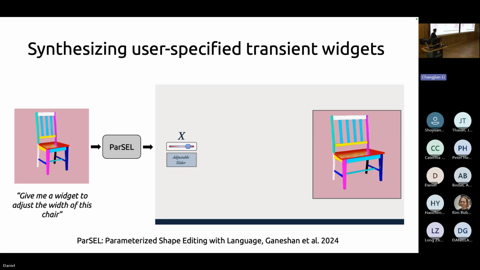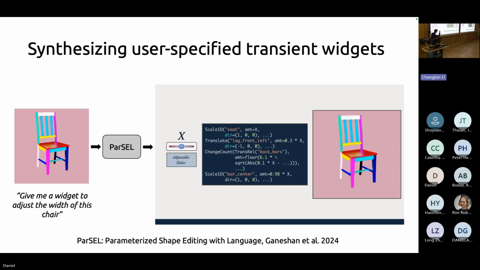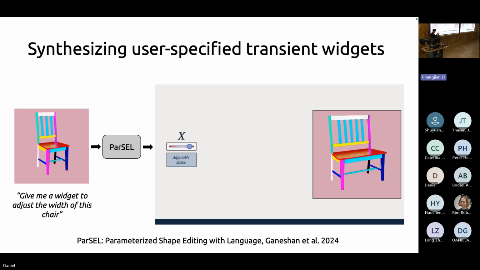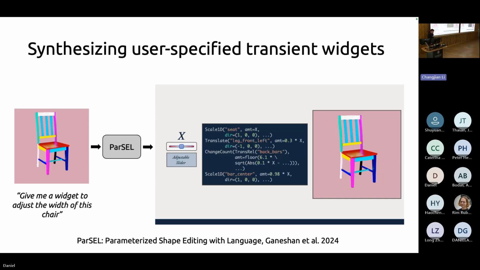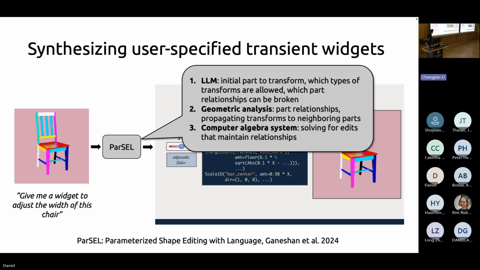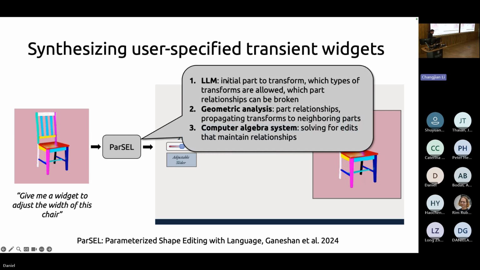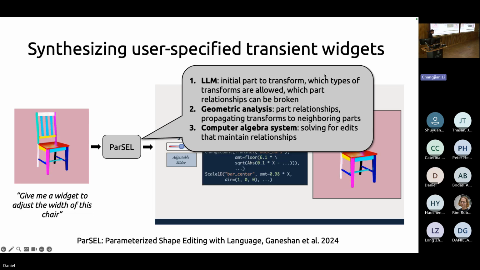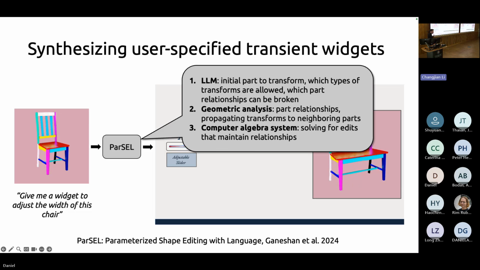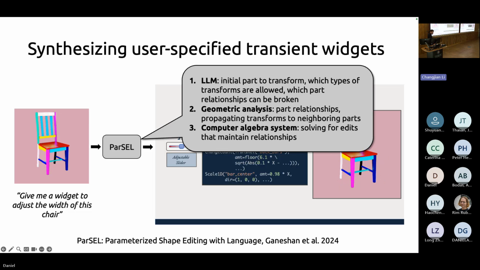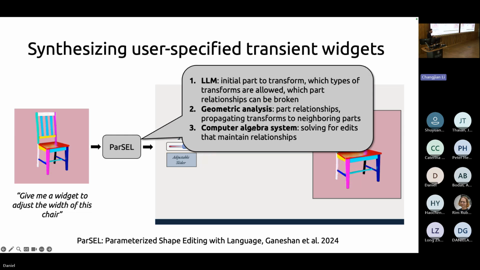And the way that this works under the hood is it produces this little program, which has this single degree of freedom X. And all of this text of the program is manipulating different parts of the shape as a function of this value X, the slider value. There's a large language model, which synthesizes what's the initial part that I should transform? Maybe I should adjust the width of the seat. It suggests which transforms are allowed, what relationships between parts should or should not be broken in order to enforce this edit. There's a little bit of geometry, and there's also a computer algebra system that solves for edits that maintain relationships under all values of X. So it's an interesting little piece of work.